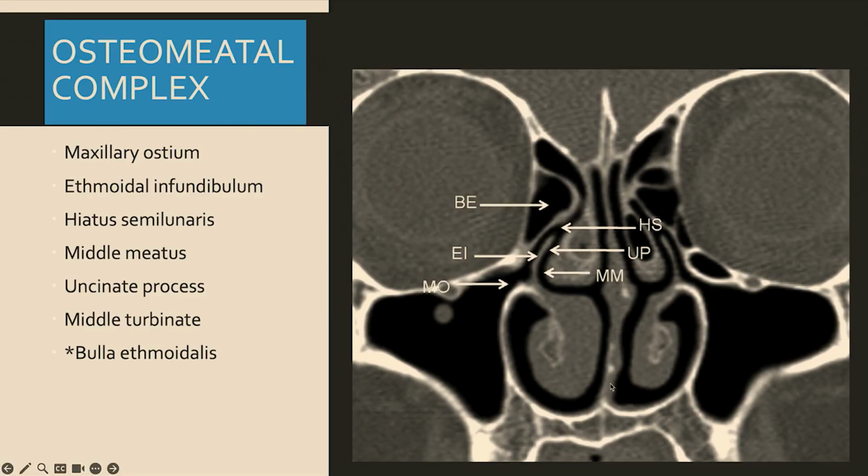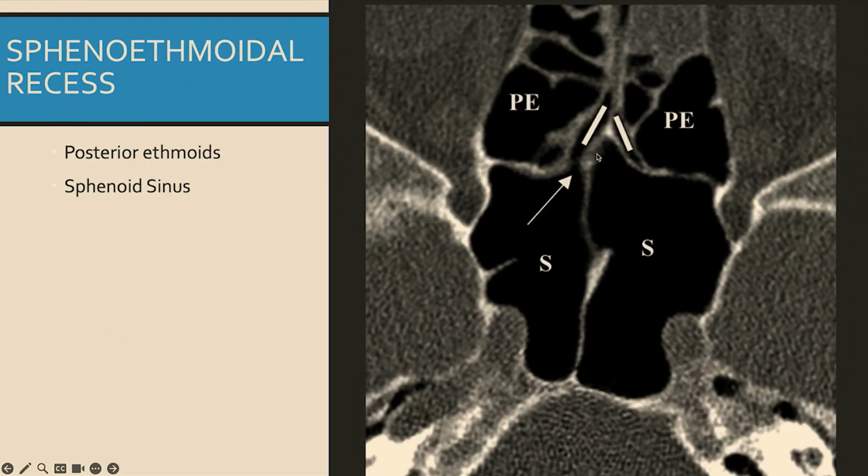The inferior meatus takes what? The nasolacrimal duct. This is why you sniffle when you cry, right? Because the nasolacrimal duct is draining into the inferior meatus. The superior meatus takes the posterior ethmoids and the sphenoid sinus, okay?